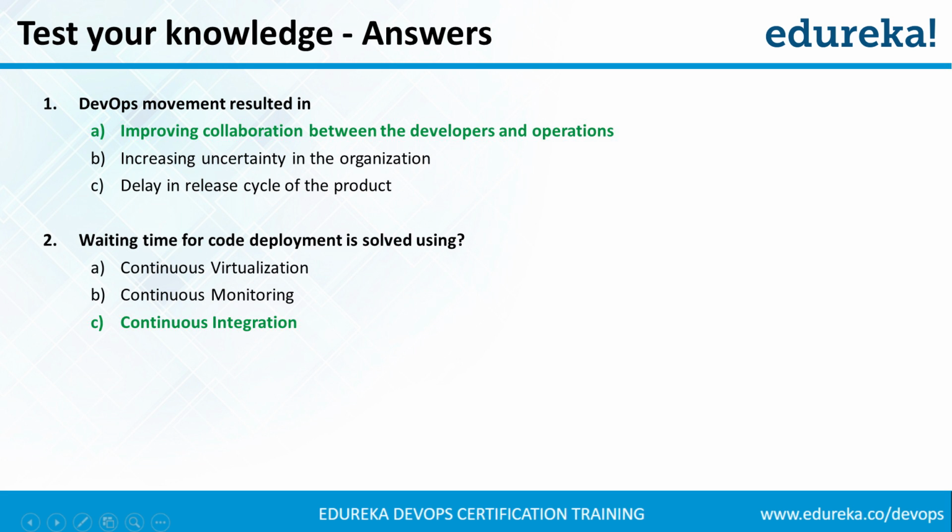Question here from Mr. Basu: does not 1A lead to 1C? So improving collaboration between developers and operations, how would it result in delay in release cycle? It would actually result in reducing the delay, right? So yeah, that's what you meant, but initially your question was a little different.